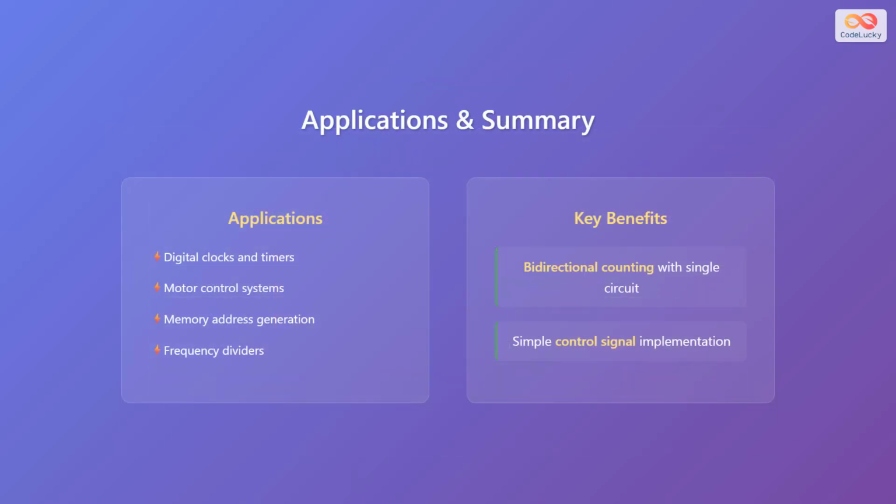Finally, let's discuss the applications and key benefits of up-down counters. Applications include digital clocks and timers, motor control systems, memory address generation, and frequency dividers. The key benefits are bidirectional counting with a single circuit and simple control signal implementation.